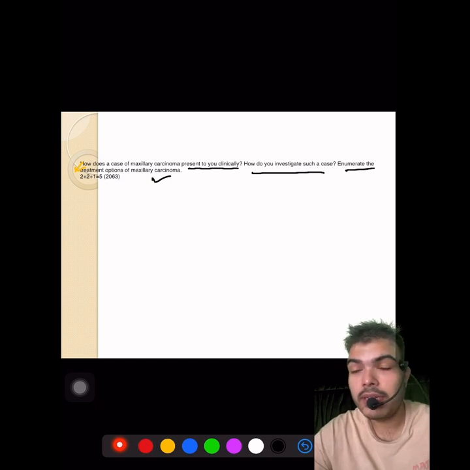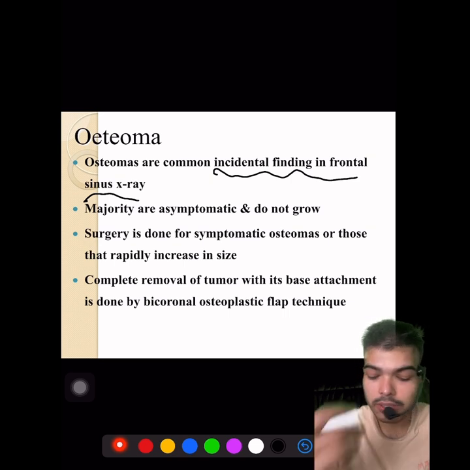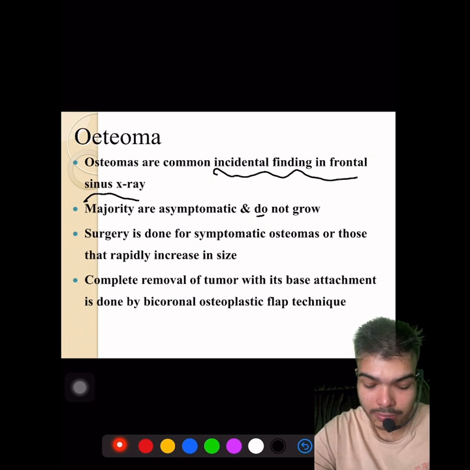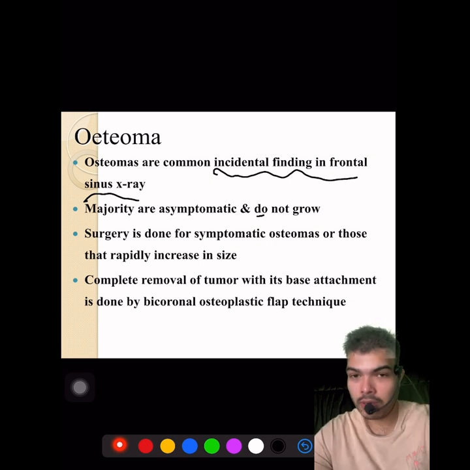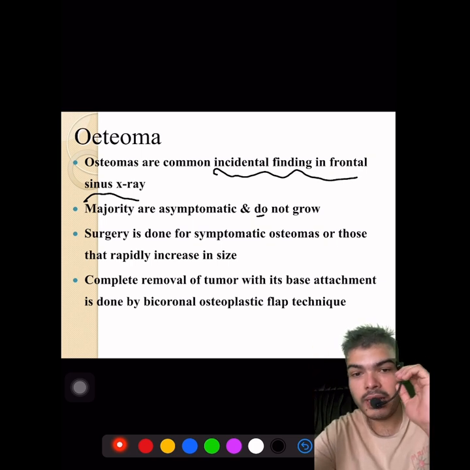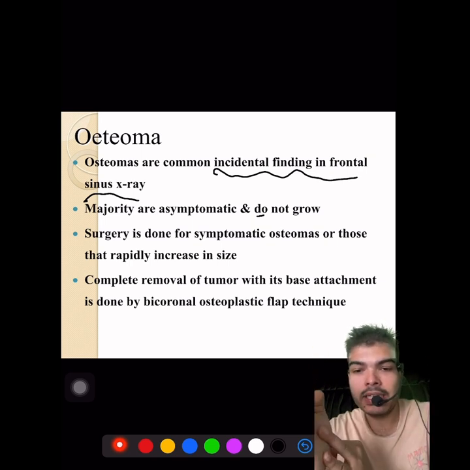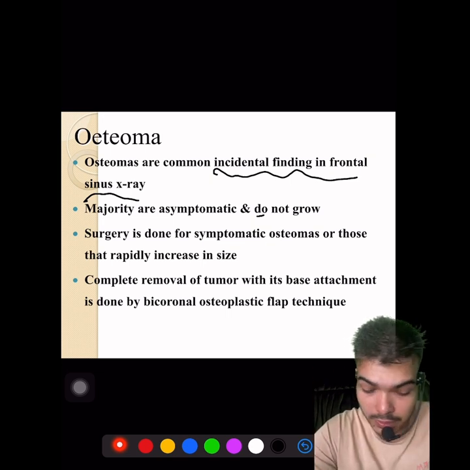Usually if they are not creating any problem, just leave them as they are. You don't need to do anything. The majority are asymptomatic and do not grow. Surgery is done only in symptomatic osteomas, and those that rapidly grow in size. Complete removal of the tumor with its base attachment is done by the bicoronal osteoplastic flap technique. That means you cut from here and here, there are two incisions, and then you remove it with the help of a neurologist, an ENT expert, the surgeon, and the anesthesiologist. It is a multi-sectorial approach for removal of osteomas.